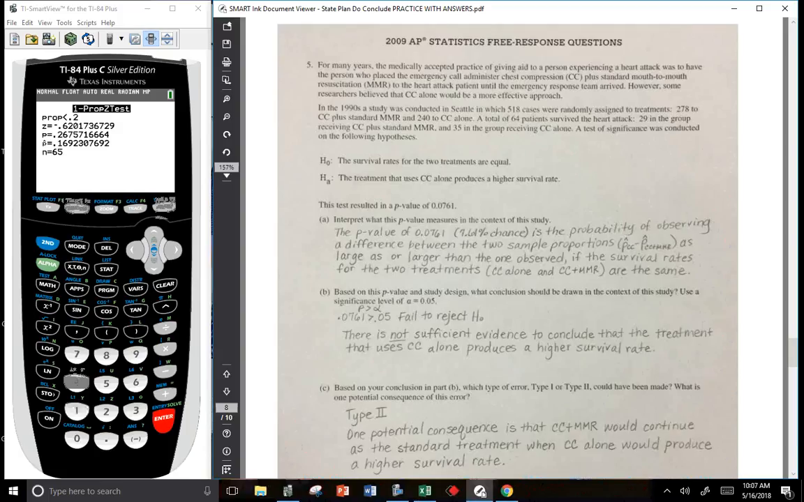So what type of error could we have made? Type 2. Only type 2. You have to tie type 1 to reject and type 2 to fail to reject. Let me see if I can remember this. A student on Reddit, thank you Reddit, suggested that you do ART and BFF. Okay? ART is type 1. I'll explain it. BFF is type 2.